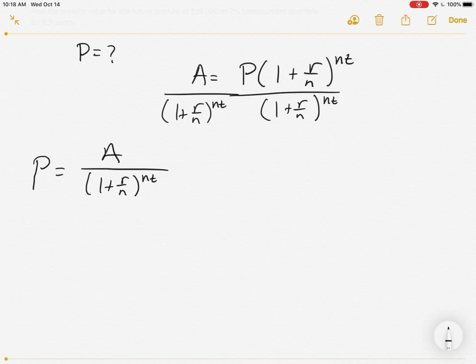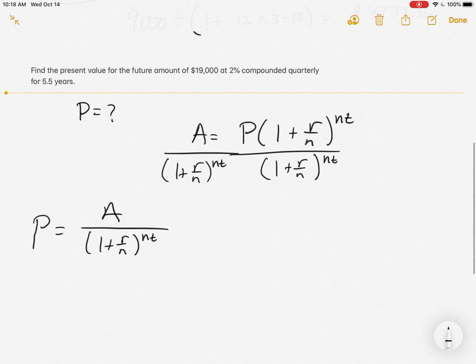And so let's take a look at what we have. In our problem, our accumulated amount, what we want to accumulate, is $19,000. So let's suppose we want to save $19,000 and we know it's going to be 2% compounded quarterly and we're going to save it for 5.5 years. How much do we need to set aside right now could be the question.